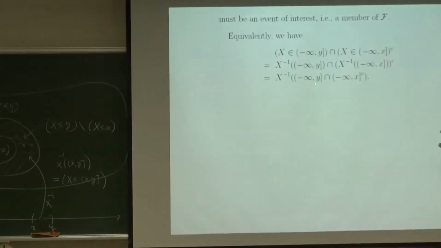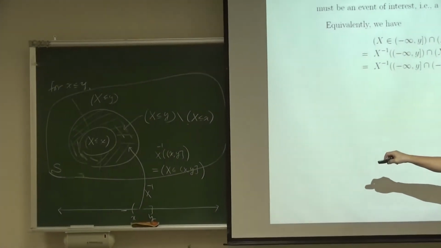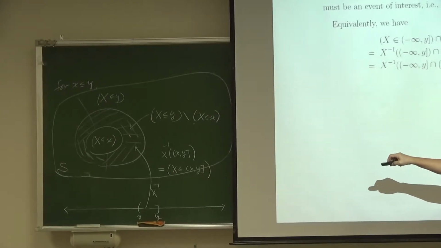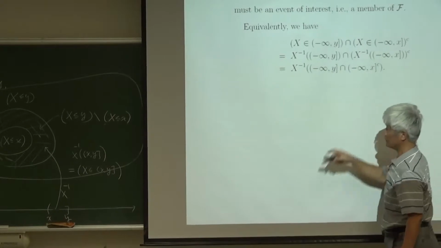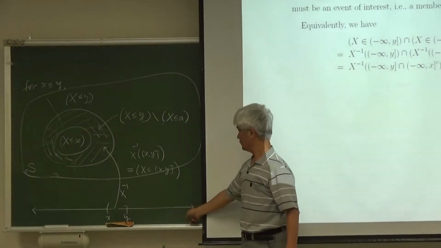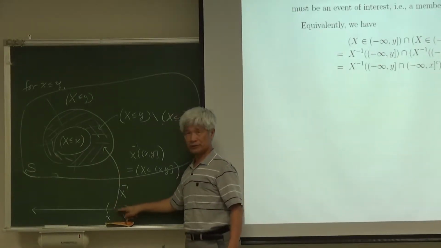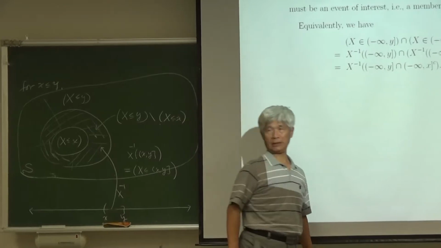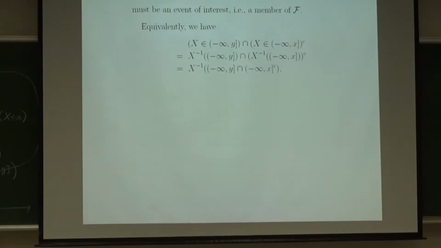Because this one is from minus infinity go to here. So this is the ray. And the complement of this ray would be from here, the x, up to positive infinity. So their intersection is just this half open cross interval. Any questions?